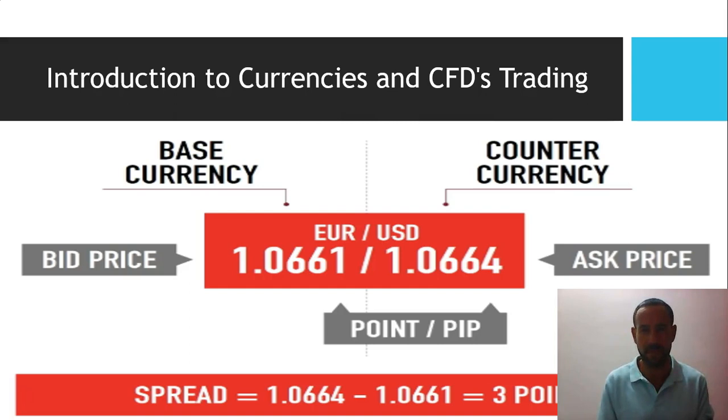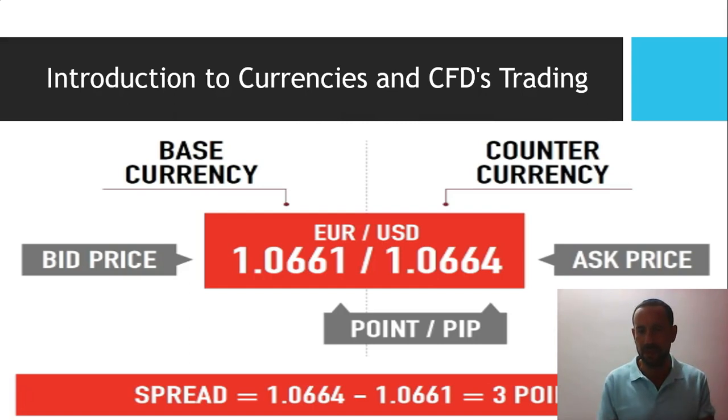But what is a pip? Well, just think about it this way. For every $1,000 position, 1 pip equals 10 cents. And for every $10,000 position, every pip would be equal to $1, right? For a 100,000 position, it would be $10, and so forth, right? The logic is pretty simple.